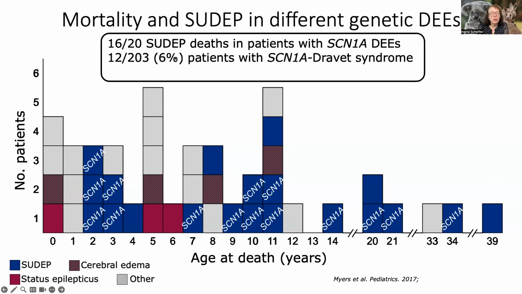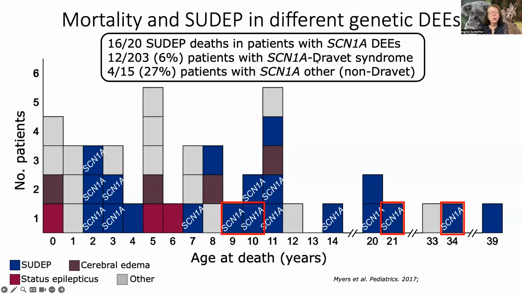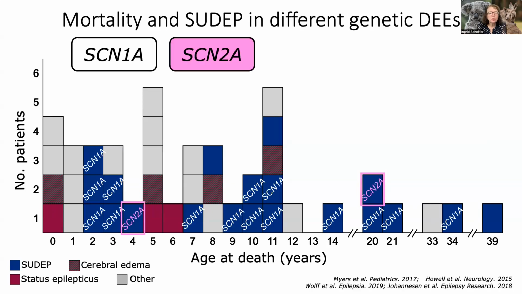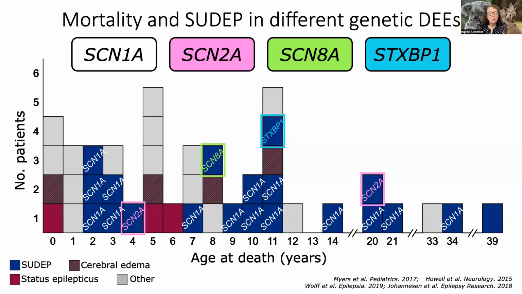12 of the 20 SCN1A deaths were due to Dravet syndrome, which accounted for 6% of the cohort. When we looked at those with the non-Dravet DEE, so the early infantile, the mortality rate was much higher, over a quarter of the patients had died. So what about the genes associated with SUDEP? Well, SCN1A, SCN2A, we had 2 individuals, SCN8A, we had 1, and we had 1 with STXBP1.